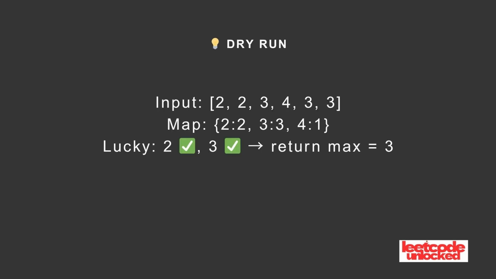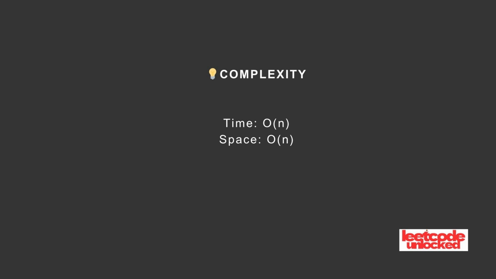For input array 2, 2, 3, 4, 3, 3, the frequency map is 2: 2, 3: 3, 4: 1. 2 is lucky, it appears 2 times. 3 is also lucky, it appears 3 times. We return max(2, 3) = 3. Output 3. Time complexity will be O(n) and space will be O(n) because of the hash map.